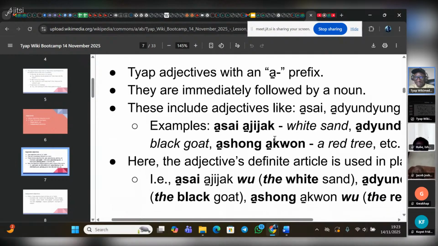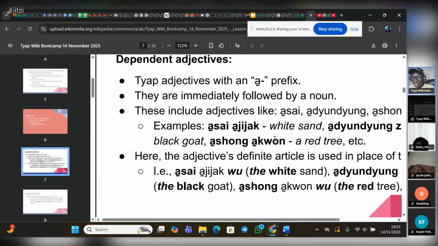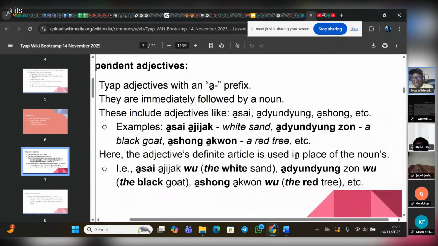So right here, the adjective's definite article is usually used in place of that of the noun. What this means is that asai has its own definite article, and the noun has its own definite article. The definite article for asai is wu, and then we have the ba being the definite article of Ajijak. So Asaiwu Ajijak ba. Ordinarily, you expect to have it as Asai Ajijak ba, but that doesn't happen in Tyap. Instead, you use the definite article of the adjective. So that's the reason why we are having Asai Ajijak wu, not Asai Ajijak ba.